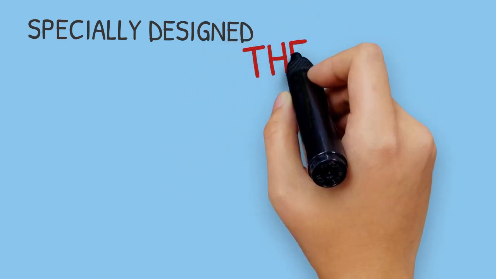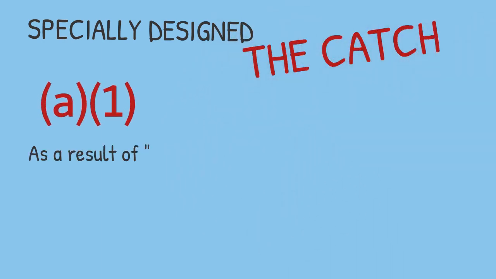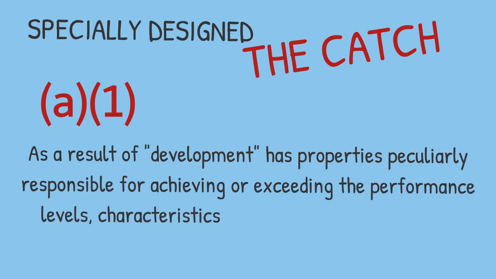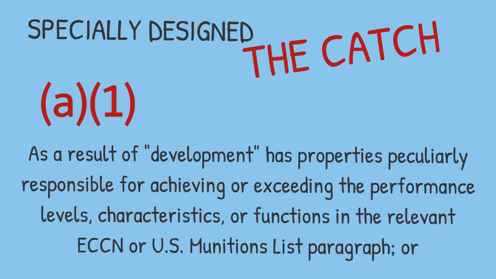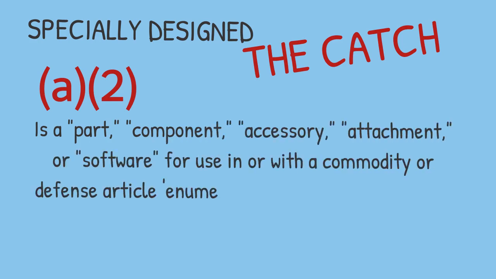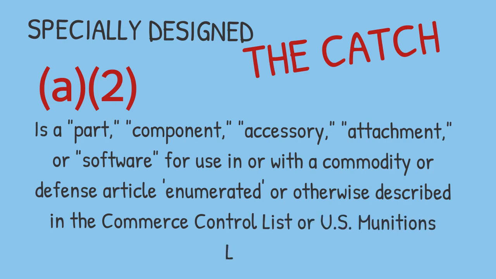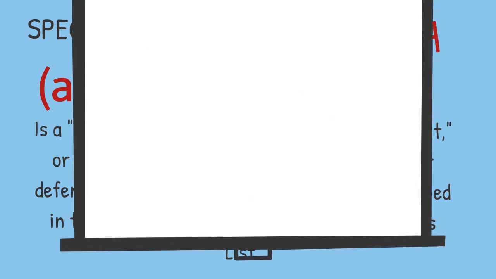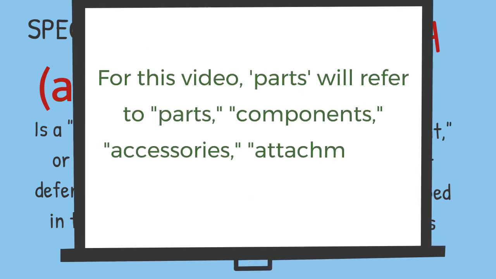Paragraph A1 catches any item that has properties peculiarly responsible for meeting or exceeding the characteristics described in a specific ECCN or U.S. Munitions List paragraph. Paragraph A2 catches any part, component, accessory, attachment, or software that is for use in or with any item described in the Commerce Control List or U.S. Munitions List. For brevity and simplicity, I will use the word "parts" to encompass parts, components, accessories, attachments, and software for the remainder of this video.